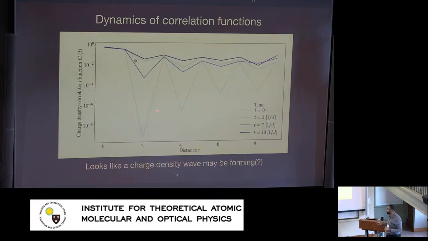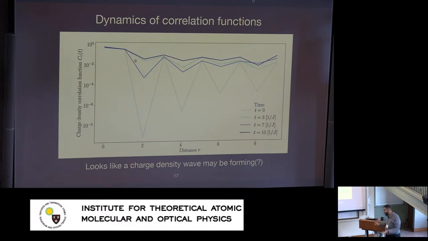Maybe we have a charge density wave. Here's the charge density wave correlation function in real space at different time slices. So the color gets darker at later times. The zero time state is the metal, the Friedel oscillation state. At later times, it looks like we're getting some oscillations, you see between the lighter and the darker blue, but also it looks like something here is not decaying exponentially.